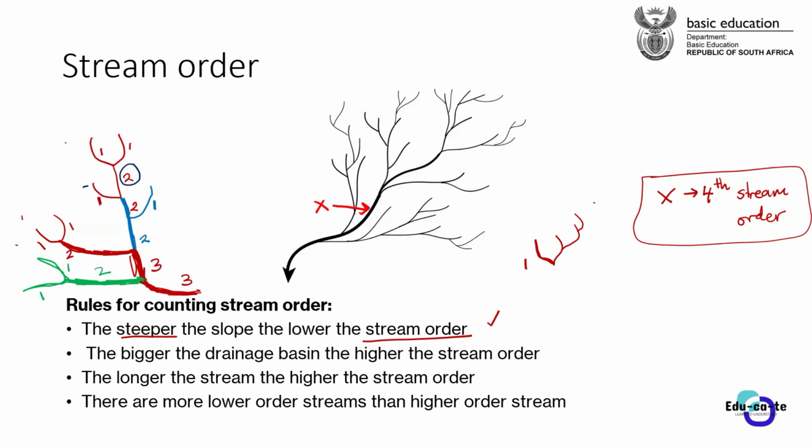So if we have got more first order streams, it means that we have got a lower stream order. Okay, let me repeat myself. The steeper the slope, the lower the stream order. Why is that? Remember, the steeper slope promotes more surface runoff. So the exact moment when the water lands on the catchment area, it will immediately flow away. And when the water immediately flows away, that's creating a first order stream.